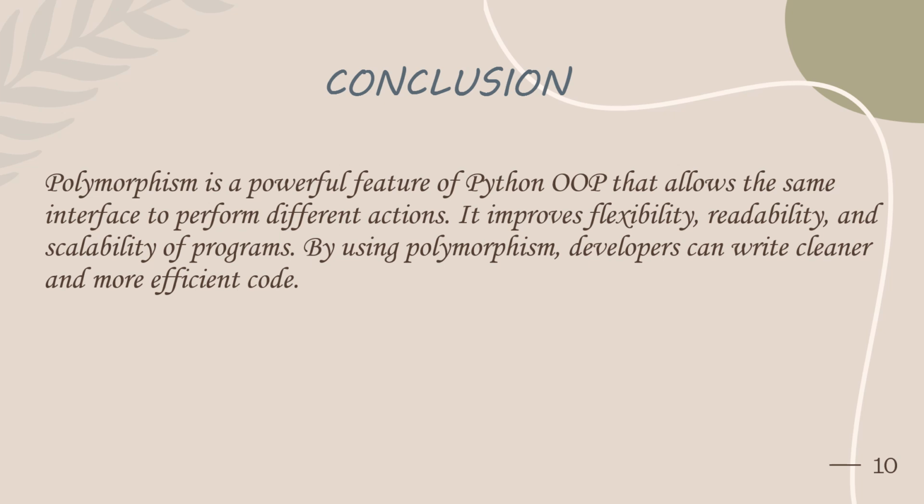In conclusion, polymorphism is a powerful feature of Python OOP that allows the same interface to perform different actions. It improves flexibility, readability, and scalability of programs. By using polymorphism, developers can write cleaner and more efficient code.